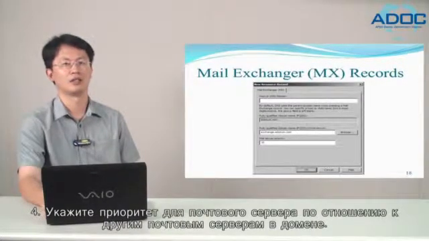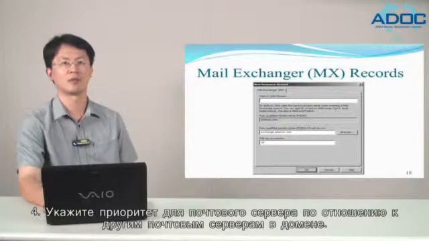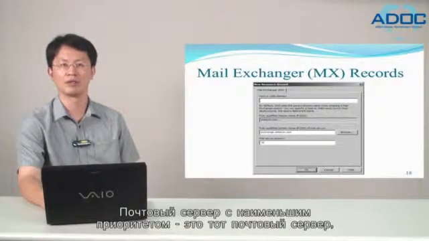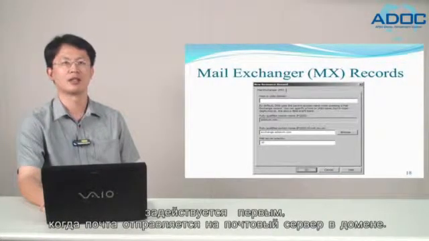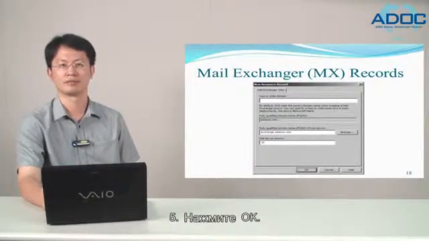And fourth, specify the priority of the mail server relative to other mail servers in the domain. The mail server with the lowest priority is the mail server that is tried first when mail must be routed to a mail server in the domain. And click OK.